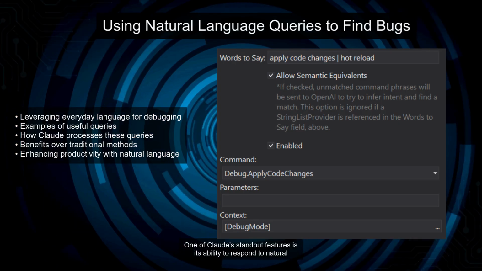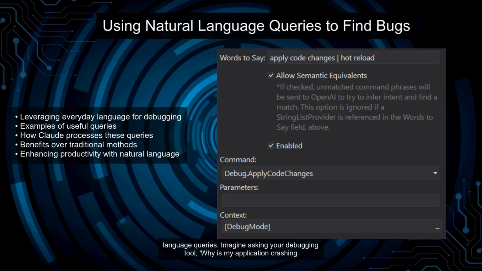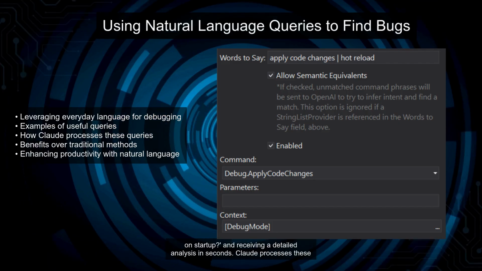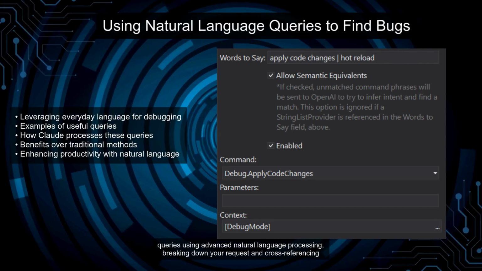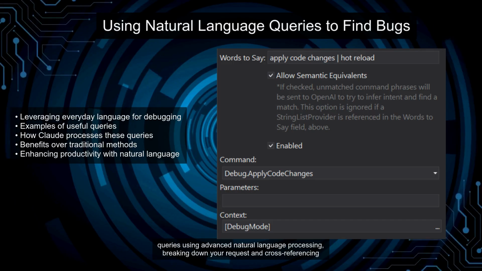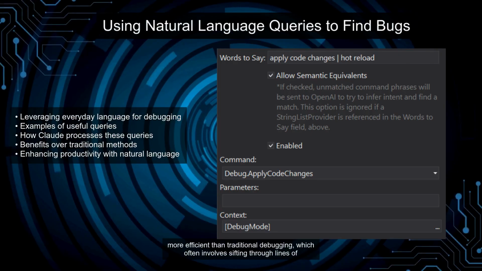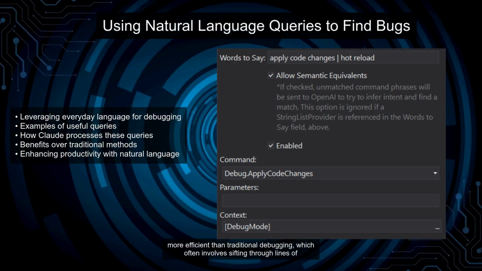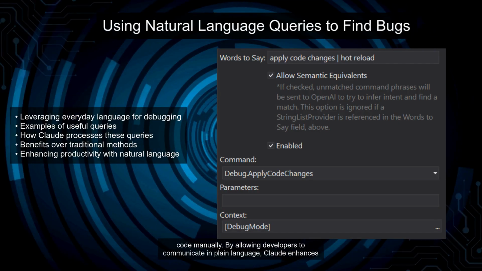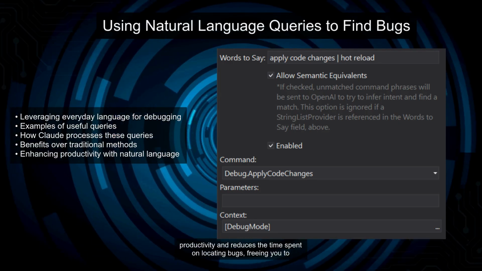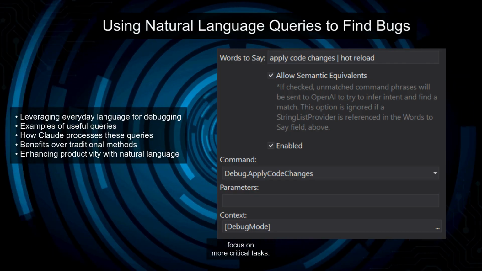One of Claude's standout features is its ability to respond to natural language queries. Imagine asking your debugging tool, "Why is my application crashing on startup?" and receiving a detailed analysis in seconds. Claude processes these queries using advanced natural language processing, breaking down your request and cross-referencing it with the codebase to identify potential issues. This method is significantly more efficient than traditional debugging, which often involves sifting through lines of code manually. By allowing developers to communicate in plain language, Claude enhances productivity and reduces the time spent on locating bugs, freeing you to focus on more critical tasks.